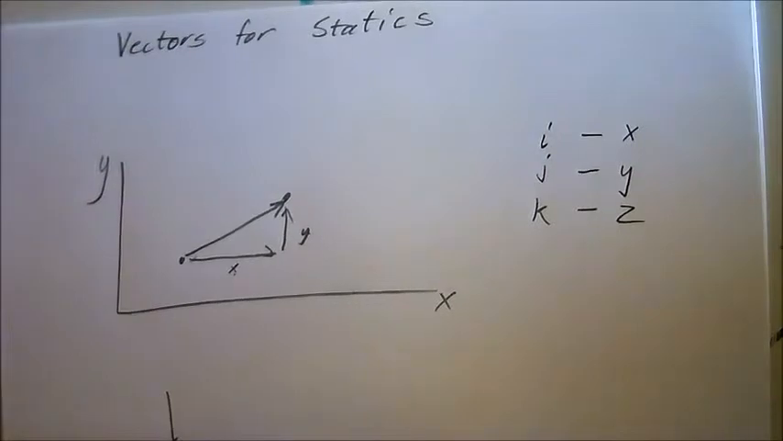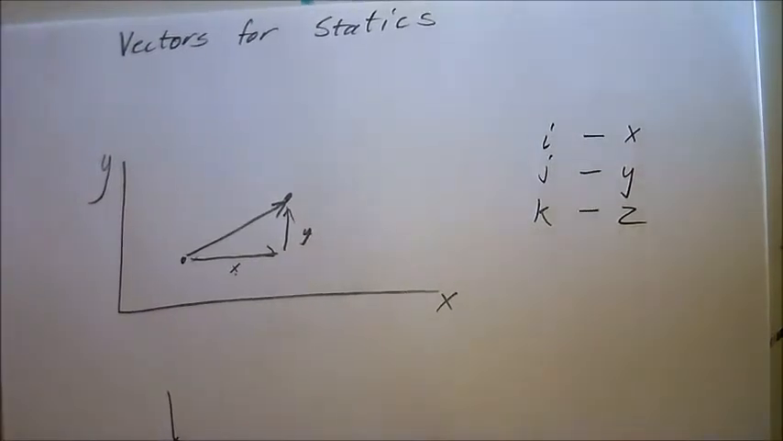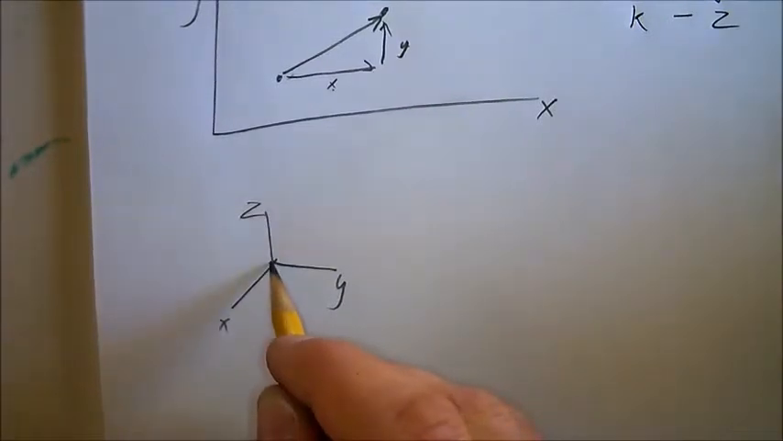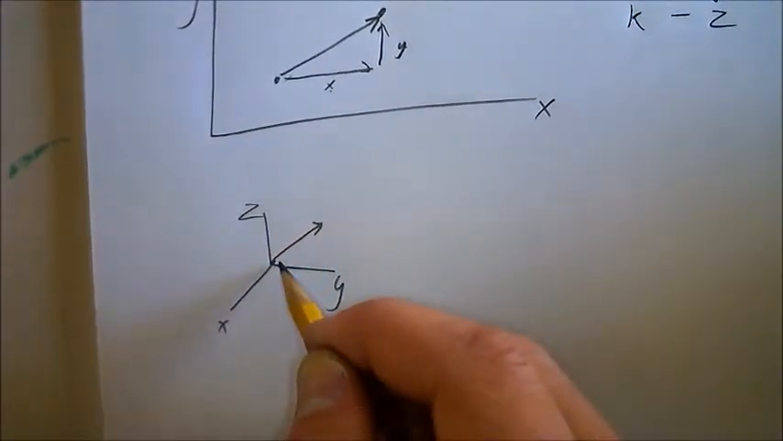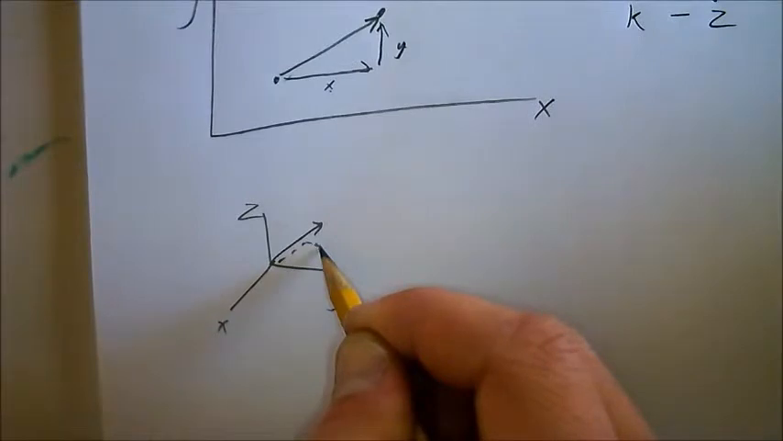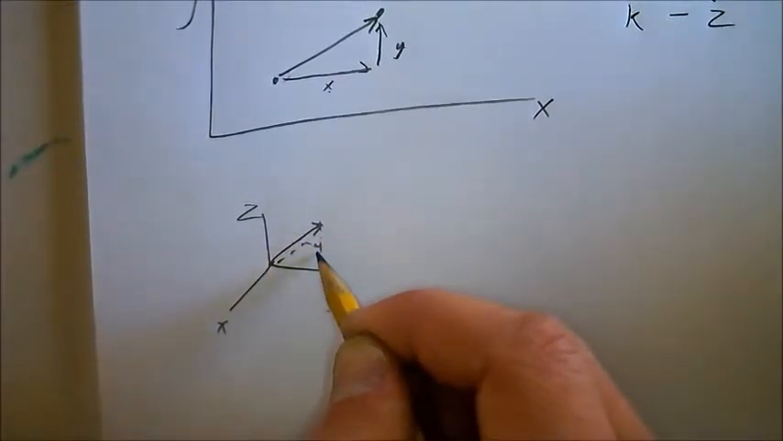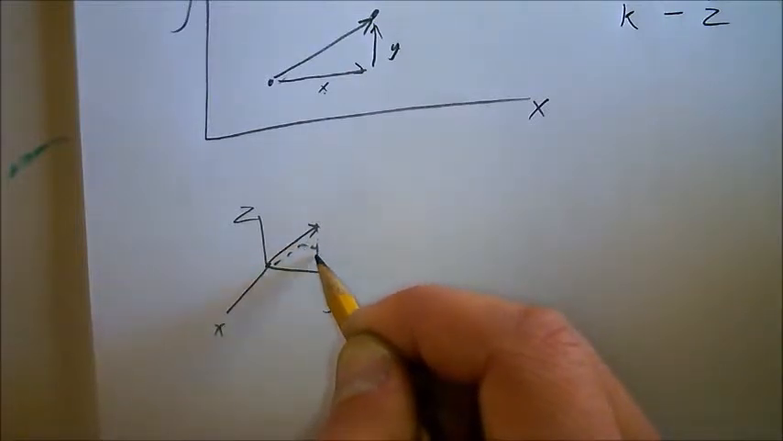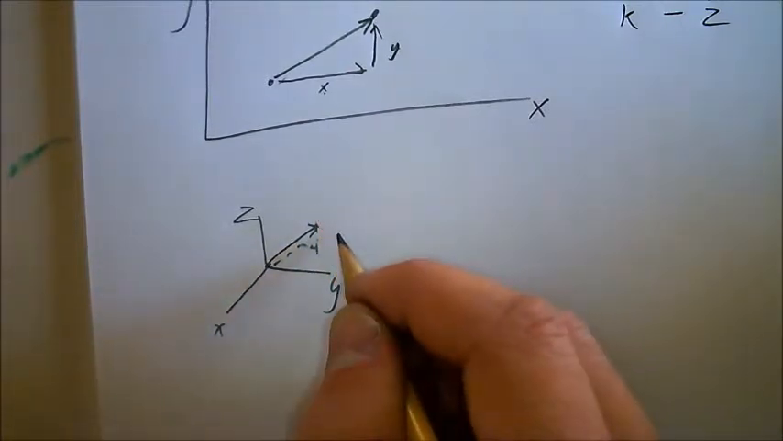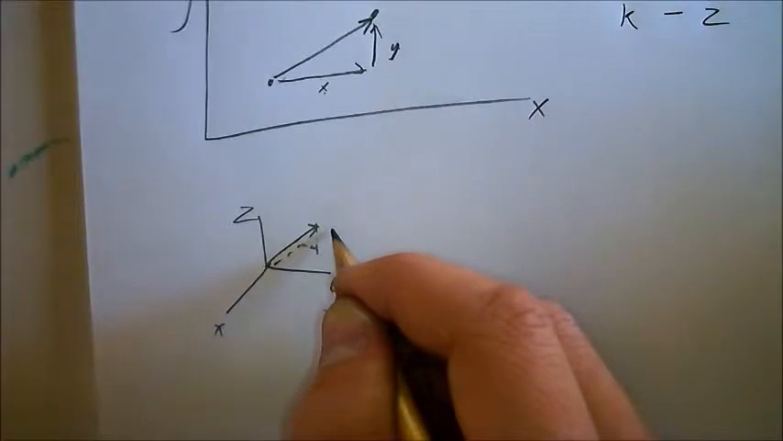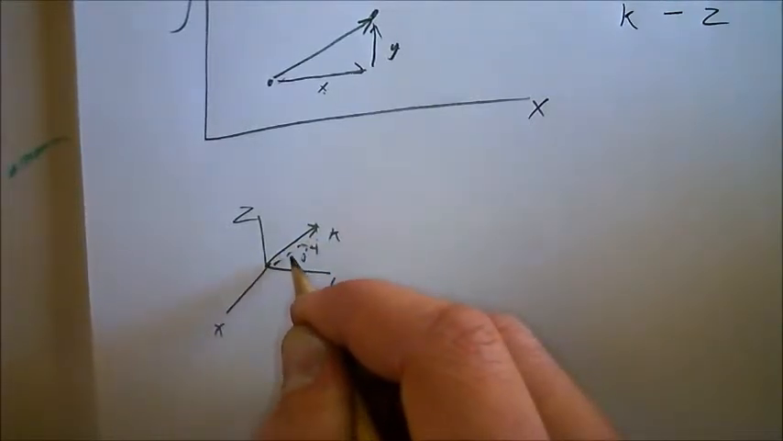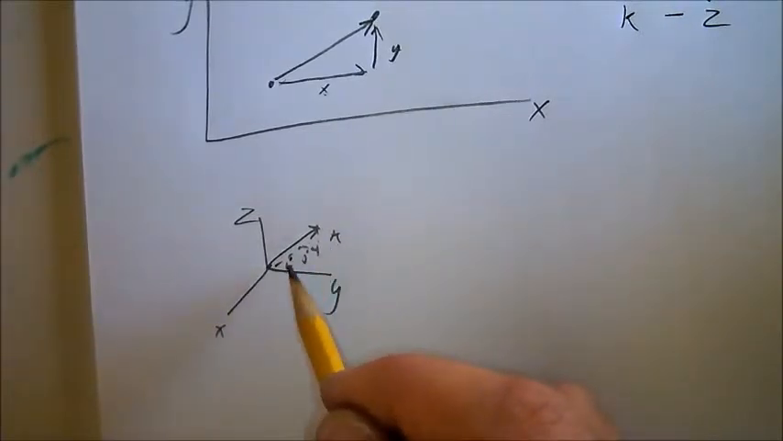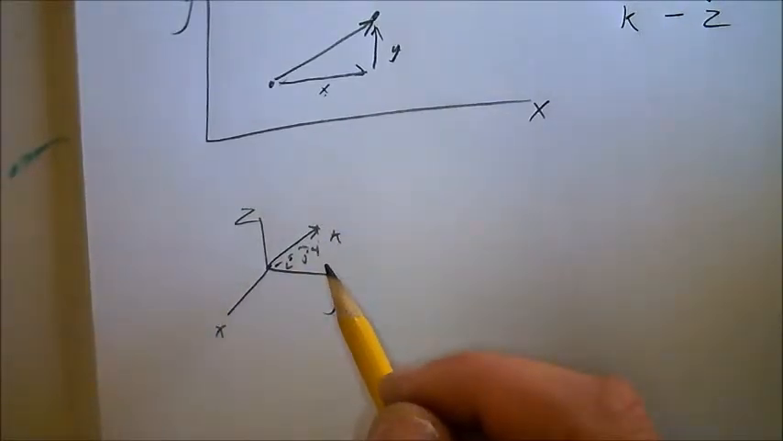So if you have a three-dimensional axis where you have x, y, and z, something like this, then this vector moving out into space somewhere would have an x component like this, a y component like this, and a z component like this. So if you move in the x direction, and then in the y direction, and then up in z. And this would be k, j, and i. And that is how the vector would be denoted in three-dimensional space.